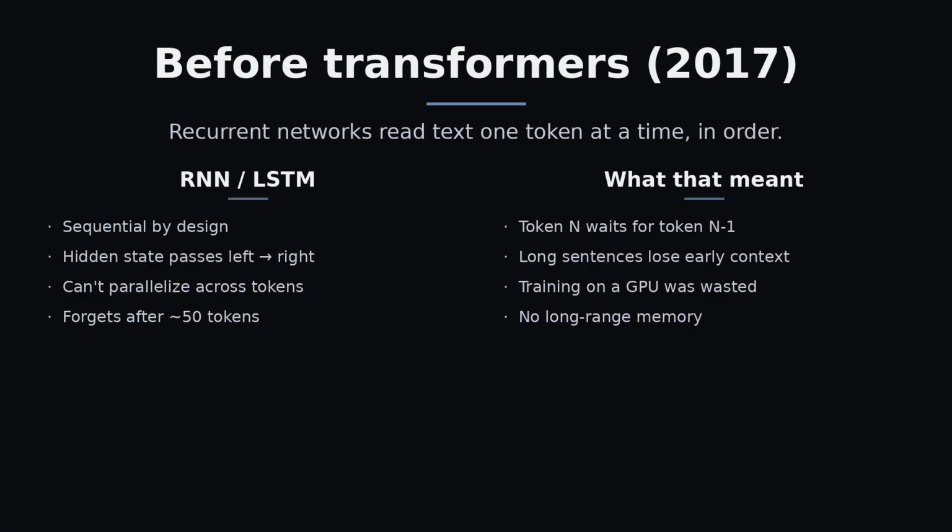People had been fighting this with bigger LSTMs, gated cells, attention patches bolted onto the side. None of it really worked. Sequence models had been stuck on context lengths of 50 to a couple hundred tokens for years. The whole field was waiting for someone to break the dependency.